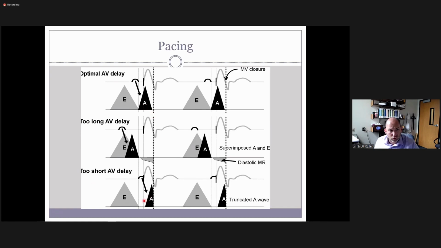The bottom example is too short of an AV delay, and you can see the A wave gets pushed out further. The P wave comes almost right onto the QRS, so their timing is too close together. The AV delay we're talking about is from the beginning of the P wave to the beginning of the QRS. That will cut off the flow from the A wave. With too long of a delay, you might get these merging together. The E is where it is, and we're actually moving the A wave earlier, and it's encroaching on the E wave. That's where those waveforms start to merge together. And then you might get some diastolic MR in that case as well, if you have MR.